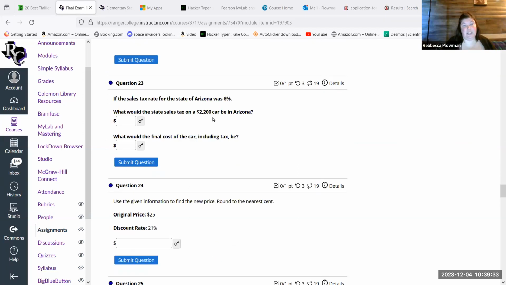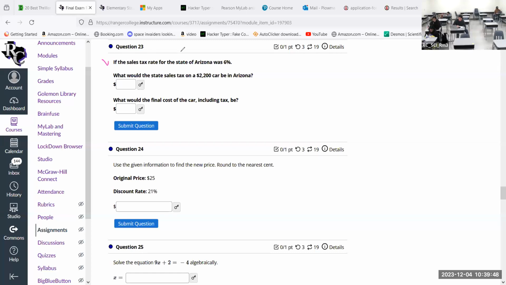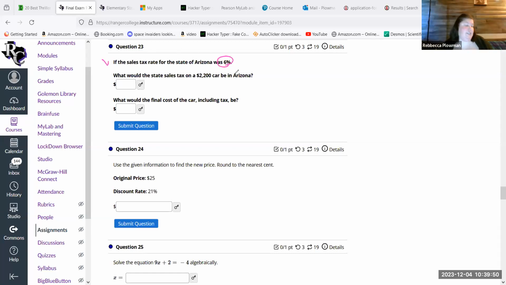Then our last few things: we did a little bit of finance math. For the finance math, I have a question like 23 and 24, a little tweak. So you have to be careful what you're being asked. If you look at this one, sales tax in the state of Arizona is 6%. We want to know, what would the sales tax be on a $2,200 car in Arizona? They're not asking for the total cost of the car. What they want to know is what 6% is. So remember, you always write your percent as a decimal.